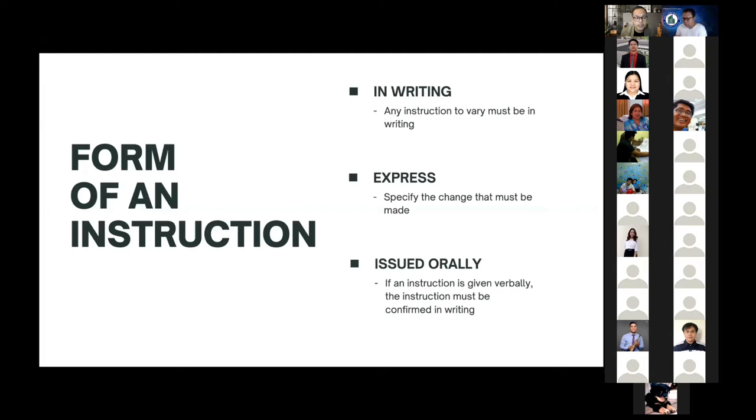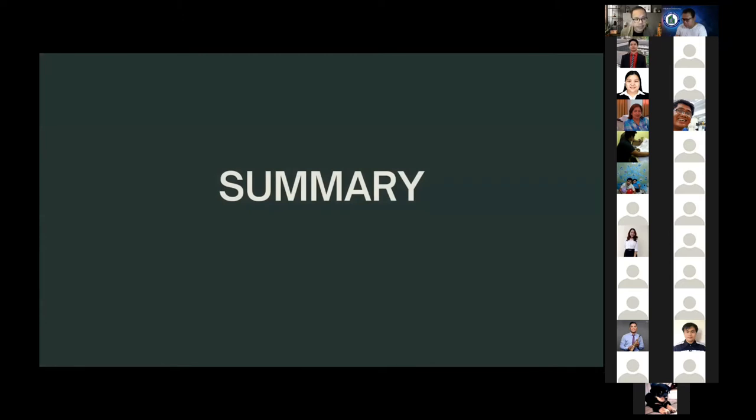If the instruction is issued orally, then the instruction must be confirmed in writing so that it will comply with the in writing requirement. So finally, as a summary to this section, variation clauses, when incorporated in the contract, ultimately will afford the contracting parties a certain degree of flexibility insofar as the scope of the contract is concerned. However, once an instruction to vary is issued and absent any valid reason to resist compliance, the legal implication of an instruction to vary is the contractor's necessary compliance.